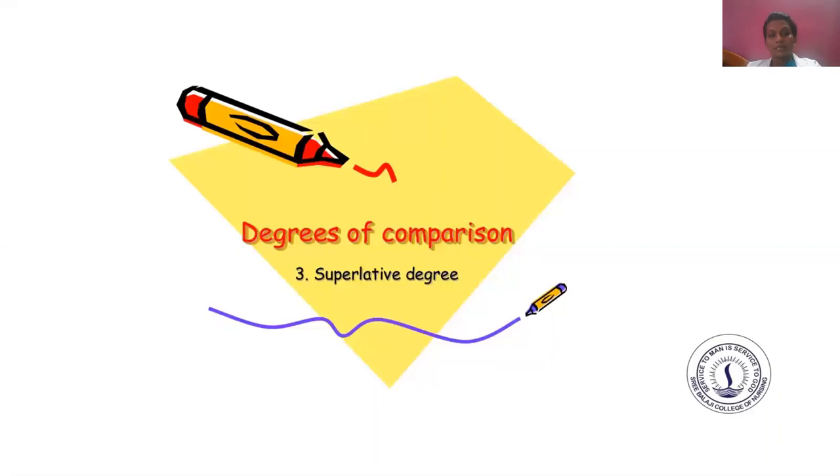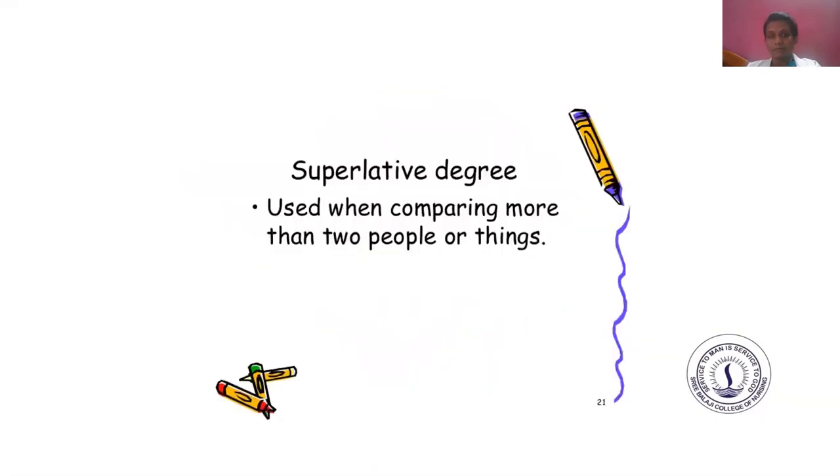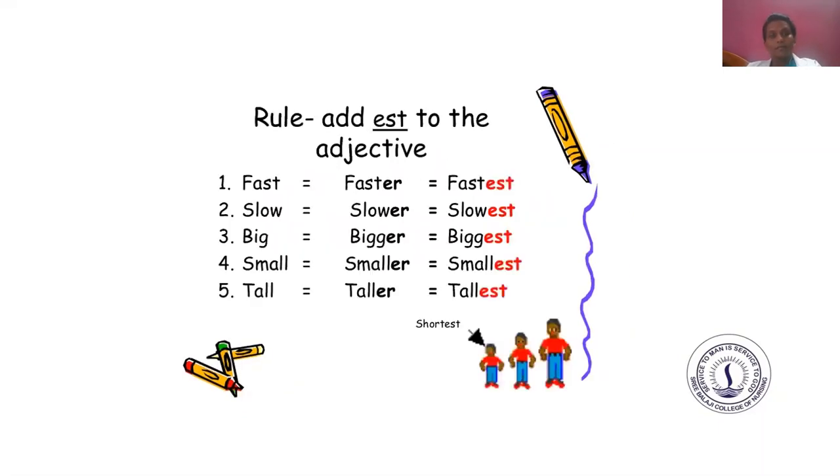And the last is degrees of comparison. The third one is superlative degree. Superlative degree is used when comparing more than two people or things. The rule to make superlative degree is to add est to the adjective.